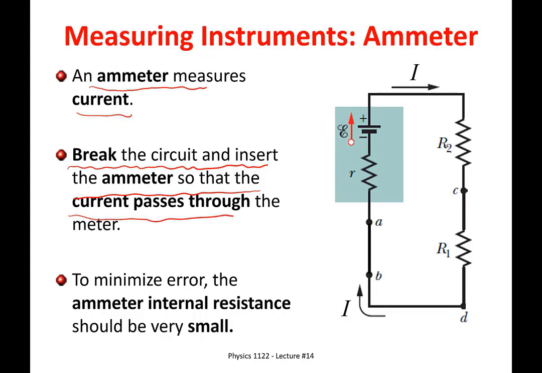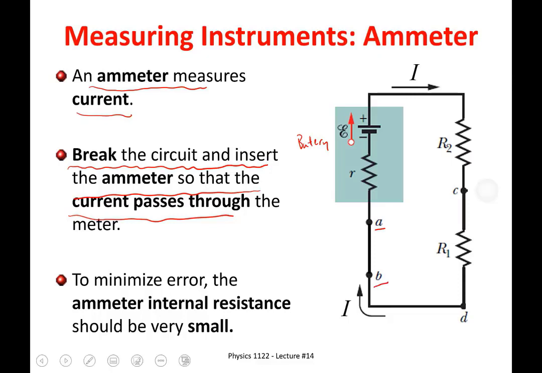We've got a battery with an EMF and an internal resistance. So this is the battery. And then some external resistances, R1 and R2. And so it's a single loop circuit with the current I traveling around it. And if we wanted to measure that current I, we would have to choose to break our circuit at some point and insert our ammeter so that the current passes through it. So for example, we could choose to break the circuit between points A and B.